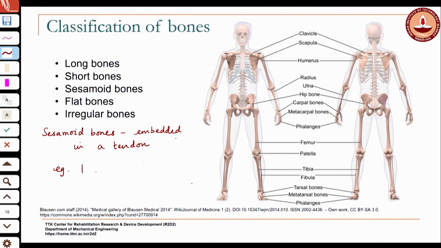The other sesamoid bone is your pisiform in your wrist. You have that small bone, and that is also embedded inside a tendon. So, it is also a short bone, but it is embedded in a tendon. It is like a P-shaped bone in your wrist where the ulna joins the wrist. So, examples are the patella in the knee and the pisiform in the wrist.